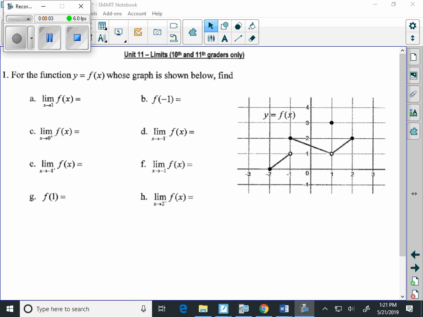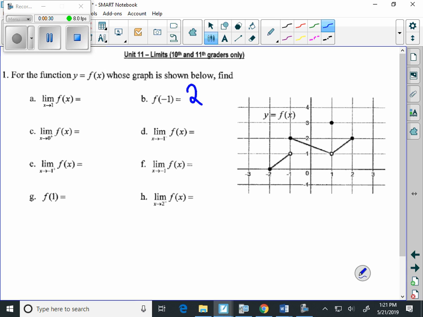Looking at the limits section, for the function y equals f of x, whose graph is shown below, find the following values. I want to start by looking at letter B and letter G, because those are not limits. We simply look at the value f of -1. So we find -1 on the x-axis, and then we go up until we have a filled-in circle at 2. Same idea for letter G.